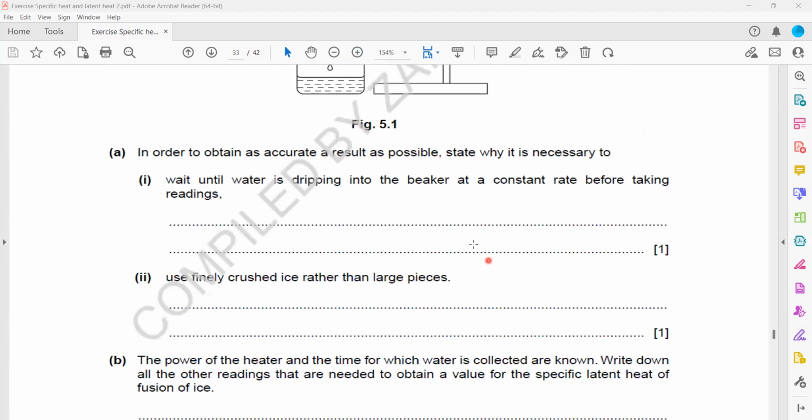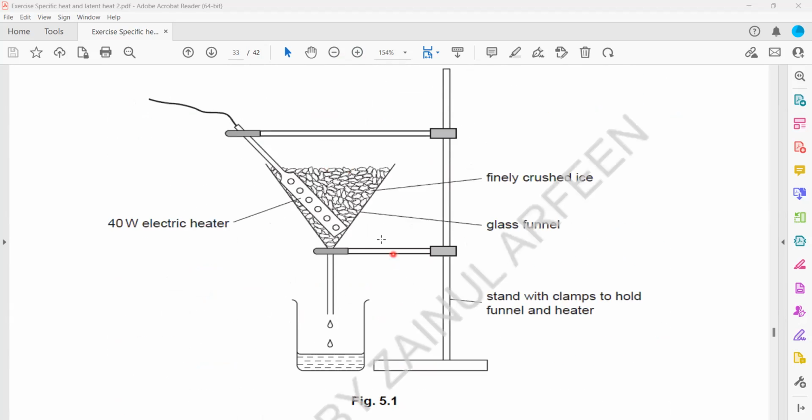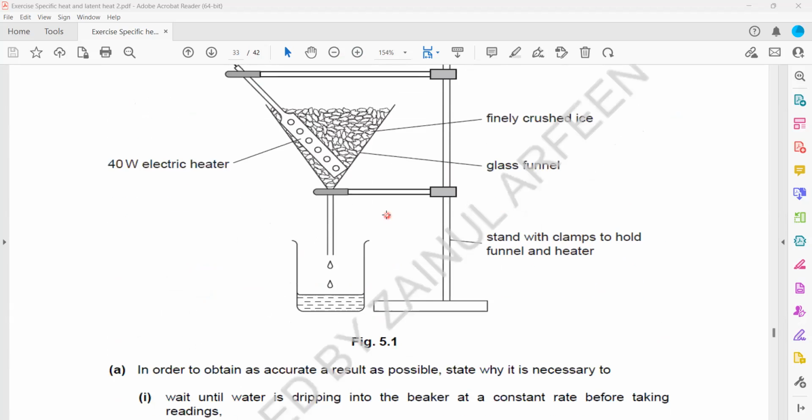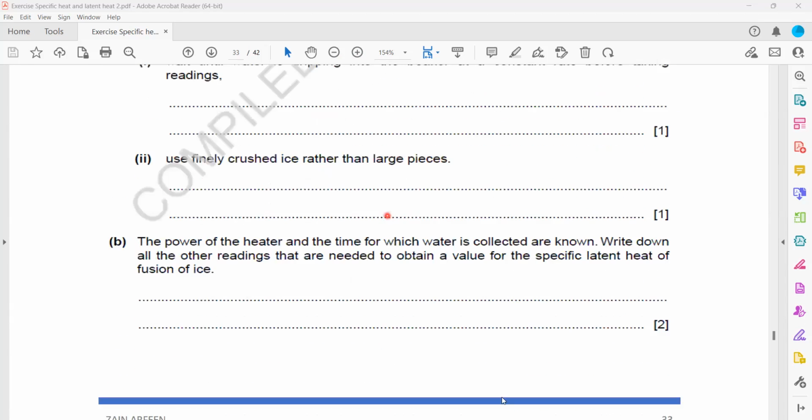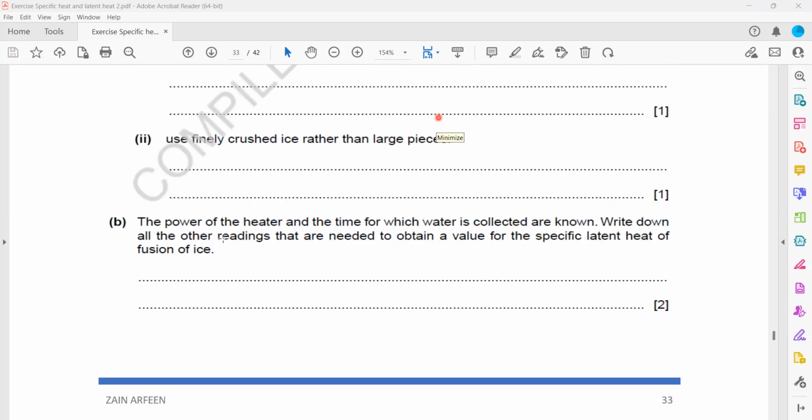Use finely crushed ice rather than large pieces. Finely crushed ice has a large surface area, so it will melt at a faster rate. Large pieces will take more time, as they have a small surface area. The power of the heater and the time are known.